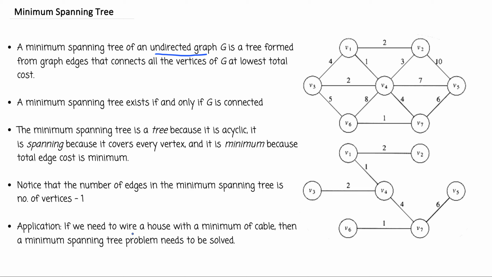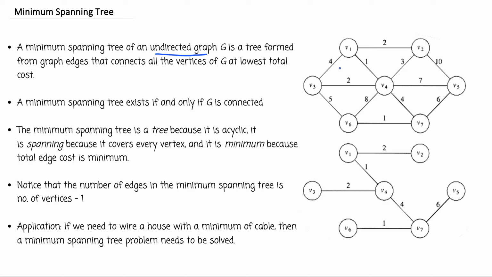One of the several applications of minimum spanning tree is if we want to wire a house with a minimum of cable, then the minimum spanning tree problem needs to be solved. We will have to draw cables from one starting point to some other junctions in a house wiring. So we will have several solutions, but we have to come up with a solution such that the total amount of cable used should be minimum. You can also use the concept of minimum spanning tree when you want to plan roads that connect different places of a city.